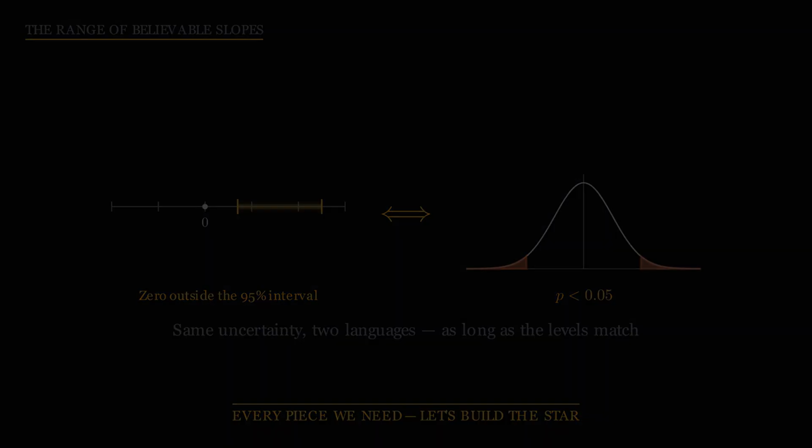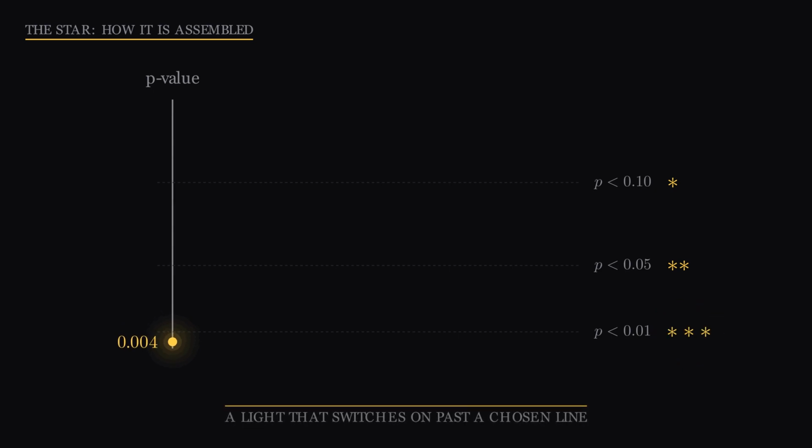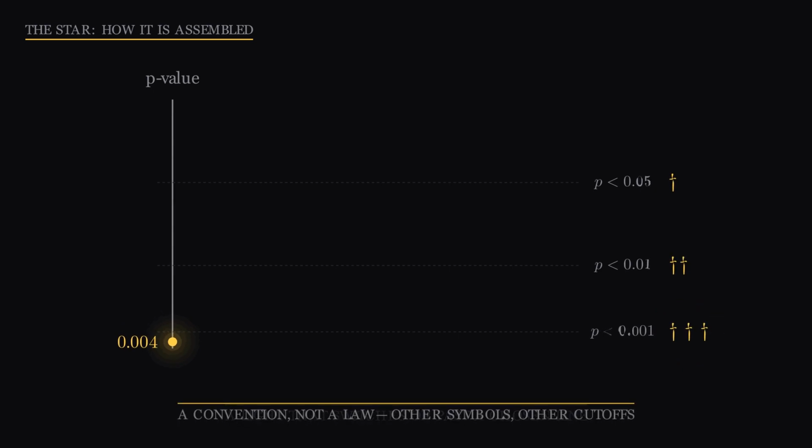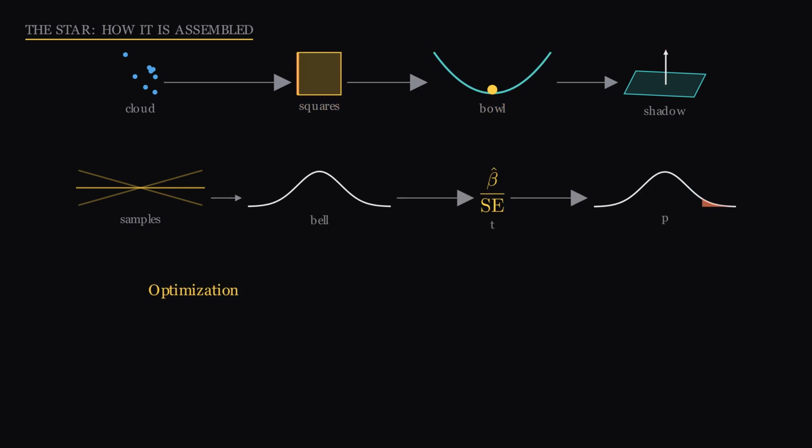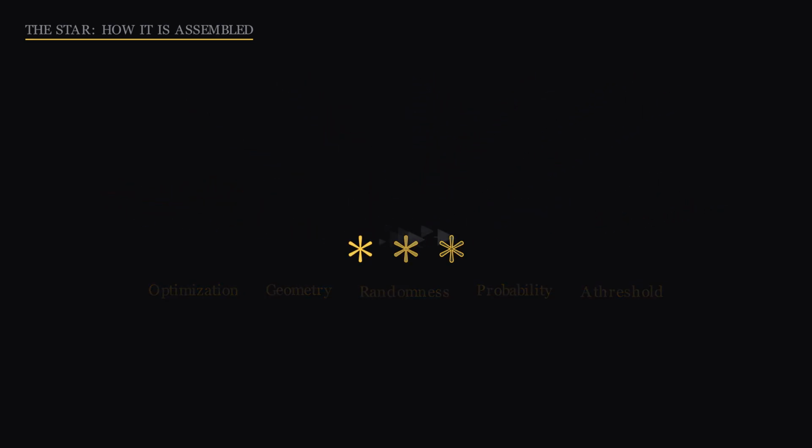Let's build a star. The star is nothing more than a threshold. If the p-value drops below 10%, 1 star; below 5%, 2; below 1%, 3. But it's not written in stone. We can change it and even use other signs instead of a star. But look at everything that had to happen for that light to switch on. Let's run it all from the beginning. Optimization, geometry, randomness, probability, and a threshold, all of it compressed into a single symbol.